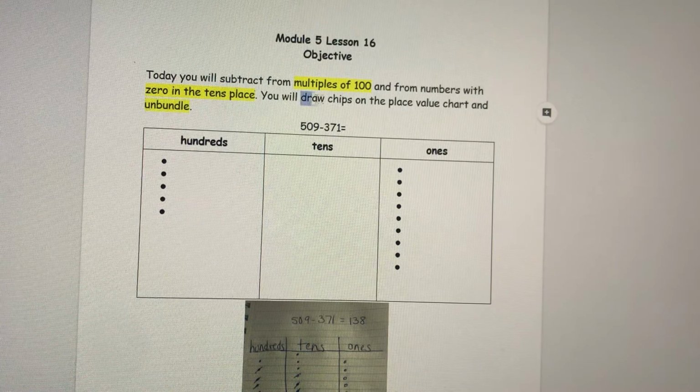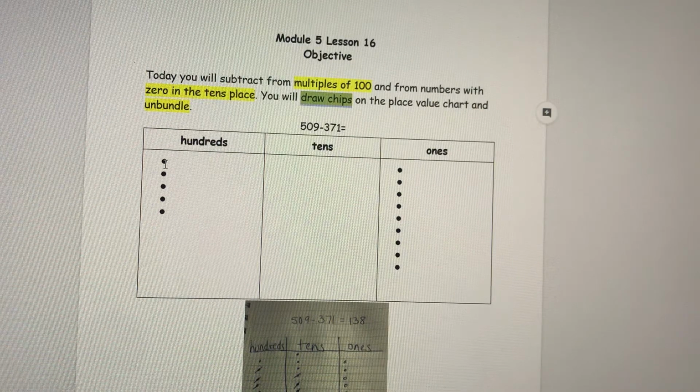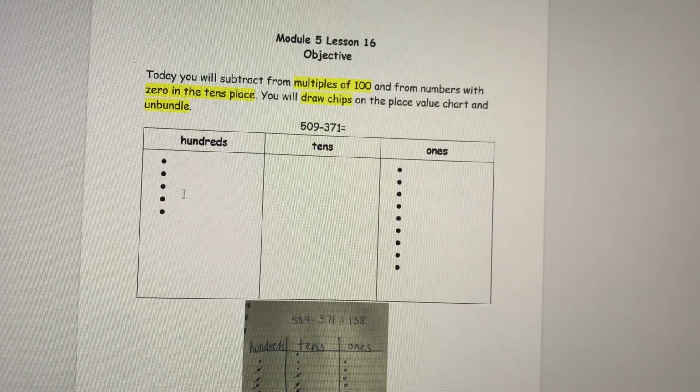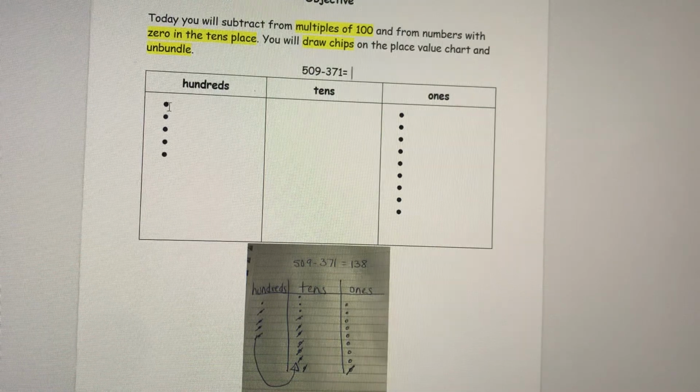You will draw chips on the place value chart today, and chips are just these dots. You will draw dots in the hundreds, in the tens, and in the ones. That's just another way to draw on the hundreds chart without using the disc. That is faster. So at the bottom you see an example of I started 509, so I did 5 hundreds. I didn't draw any chips in the tens place, and I drew 9 ones.